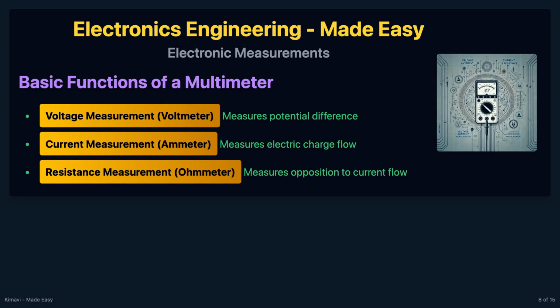The basic functions of a multimeter include voltage measurement, where it acts as a voltmeter to measure the potential difference between 2 points, current measurement, where it acts as an ammeter to measure the flow of electric charge, and resistance measurement, where it acts as an ohm meter to measure the opposition to current flow.